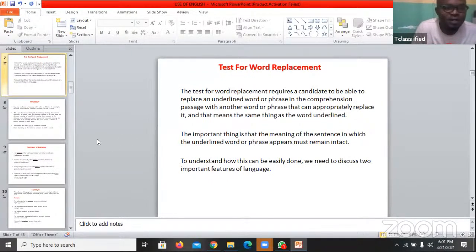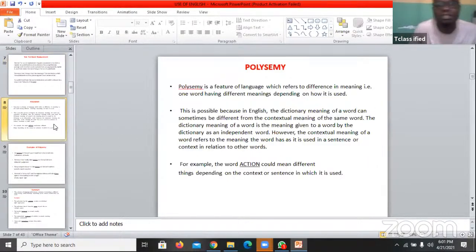So first of all, we're going to be looking at polysemy. What is polysemy? So polysemy is a feature of language which refers to difference in meaning. That is one word having different meanings depending on how that word is used. So we're going to be looking at the word action. We are going to see this word action in three different places. And we're going to see that this action means three different things. So in essence, action will not always mean the same thing.